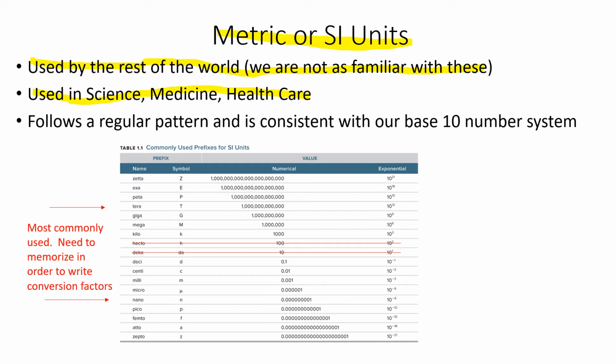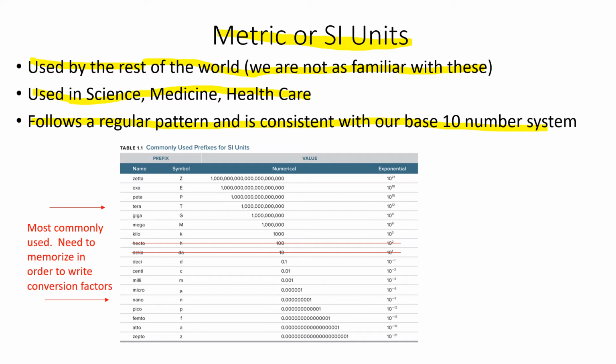And the reason why the rest of the world uses it and why it's used almost exclusively in science, medicine, and healthcare is the metric system follows a regular pattern and is consistent with our base 10 number system. You're not having a lot of strange conversions. Everything's based on a power of 10.